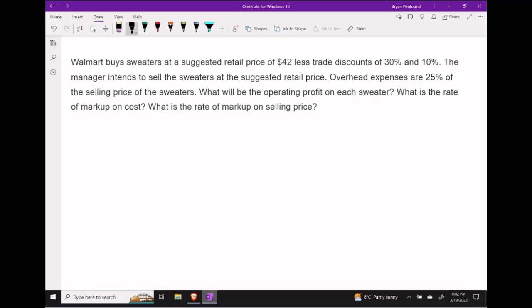of $42. Suppose we know some information about overhead expenses, that they're 25% of the selling price of the sweaters. Try to figure out the operating profit on each sweater, and then calculate the rate of markup on the cost and rate of markup on the selling price.